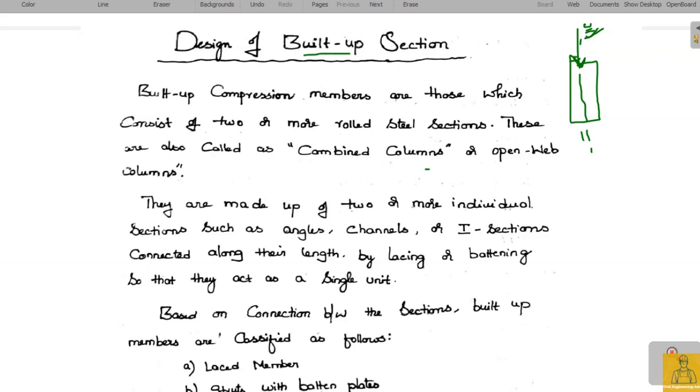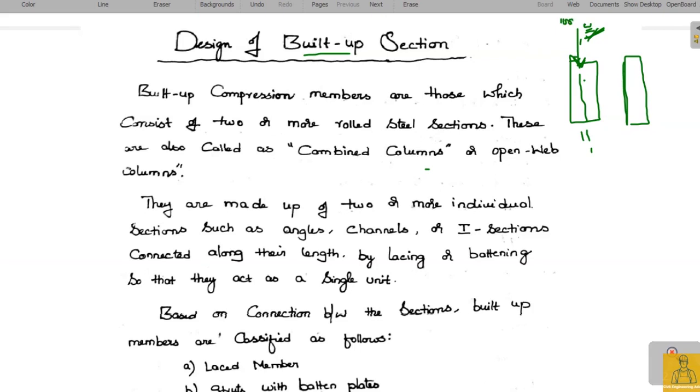So when the load is very high, when you cannot use already available rolled sections, you have to go for built-up sections. So in built-up compression members, what we are going to do is combine two sections into one. Therefore, the load carrying capacity of these two members is going to be higher because these two are coming together to take the same amount of load.